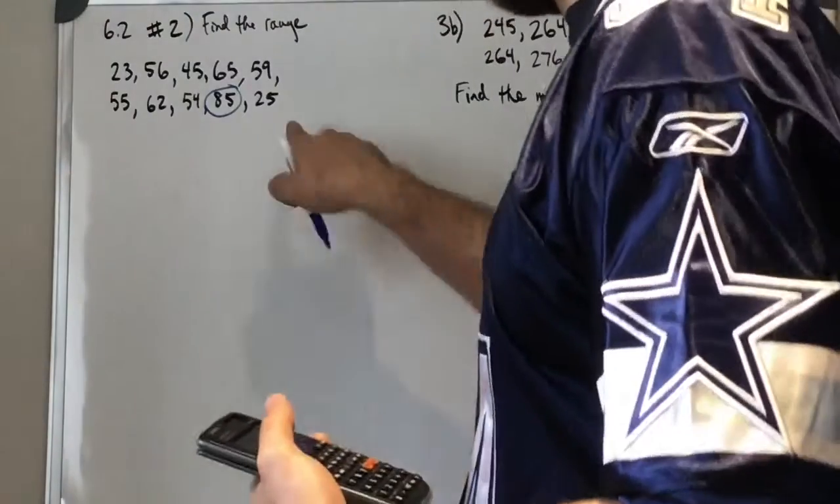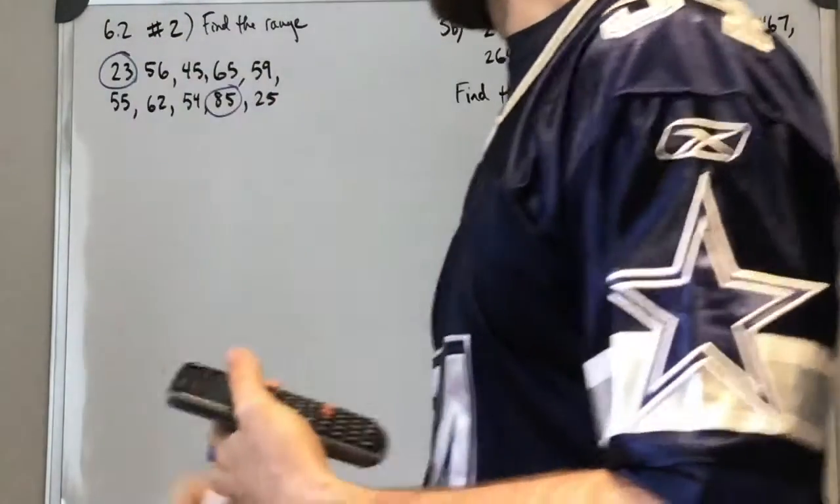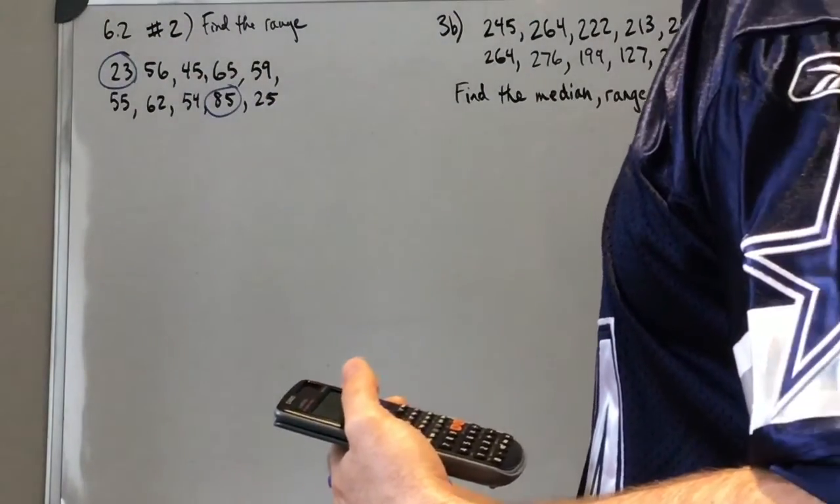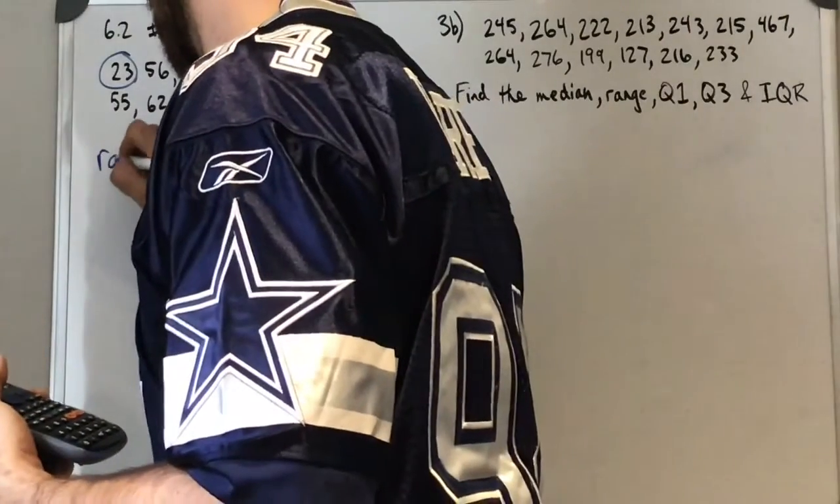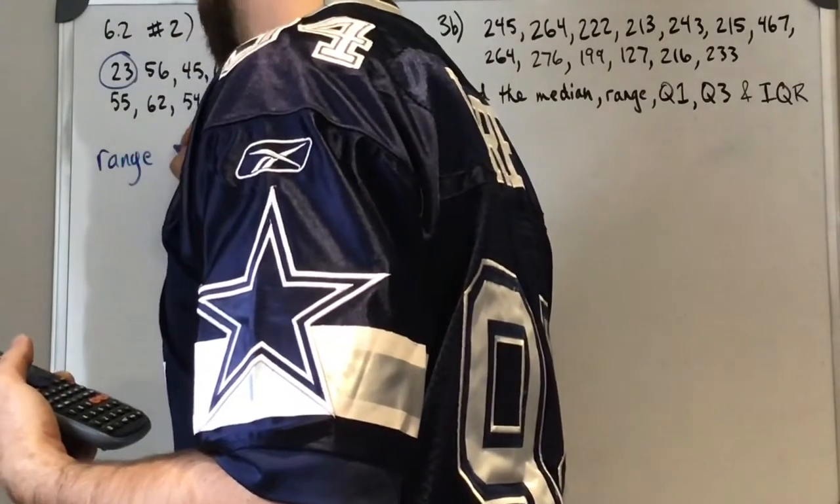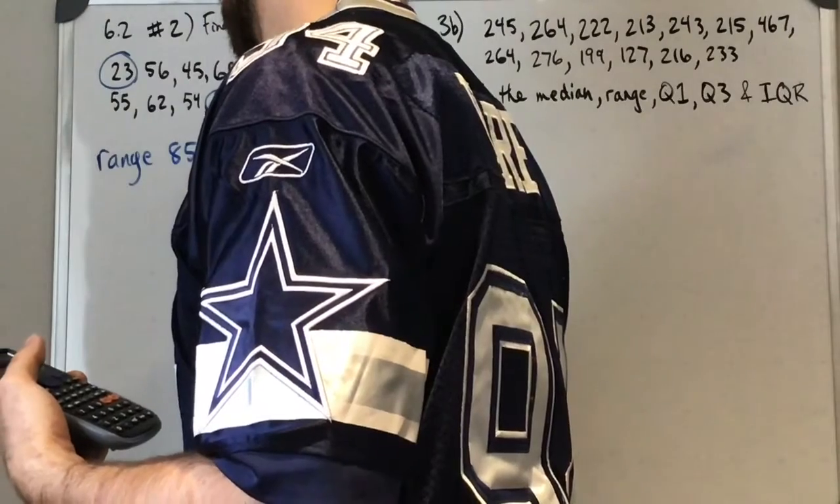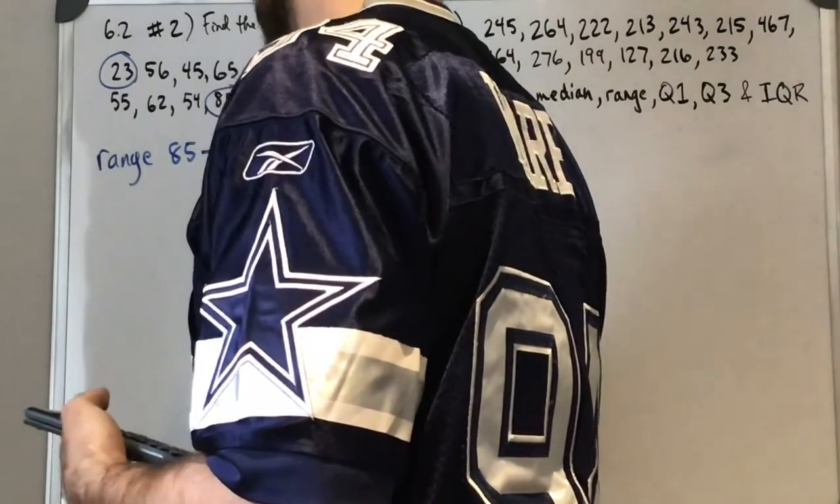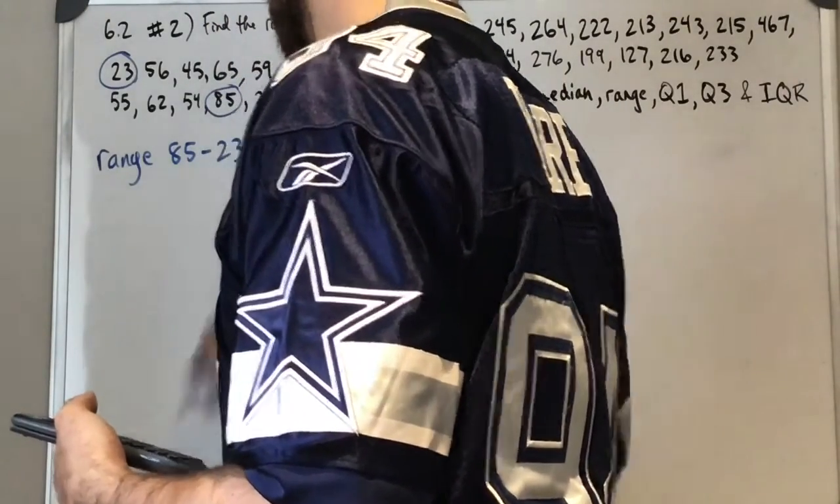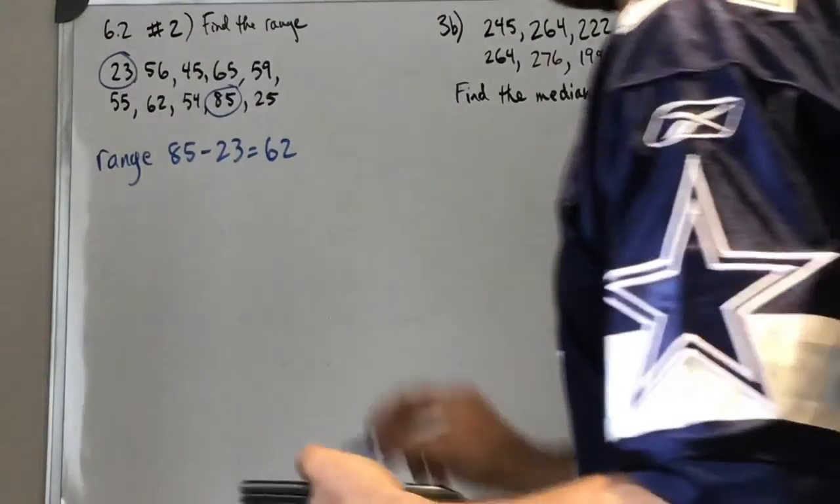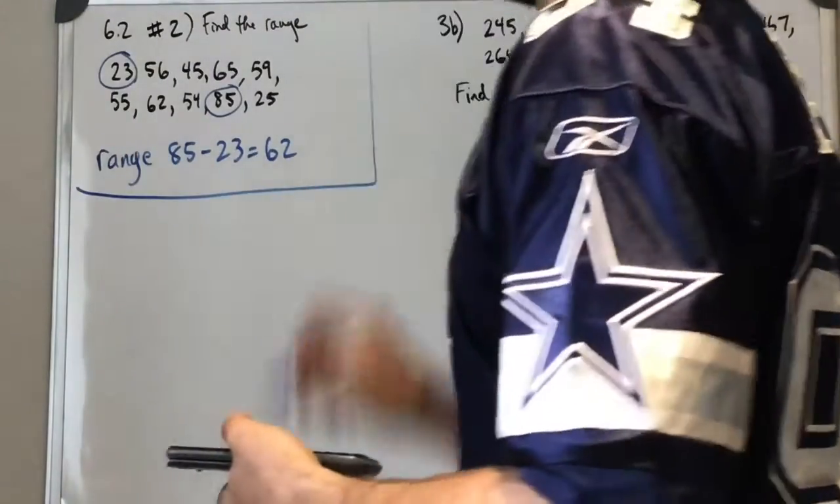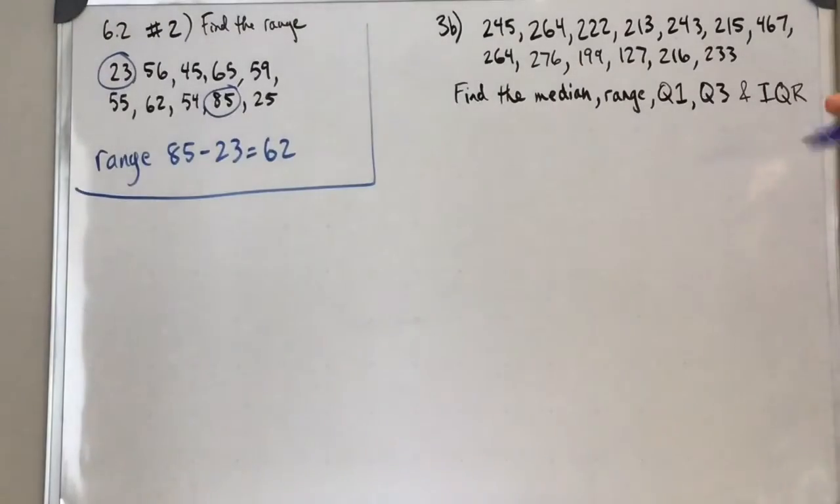So I see our highest here, and I believe 23. I'm just double checking. Yeah, those look good. So the range of this data is 85 minus 23. So what do we have? 62. So the range of this data is 62. Okay, that one was more straightforward.